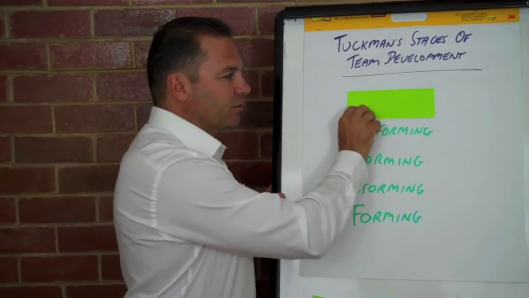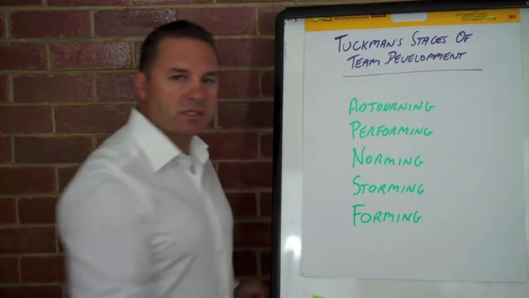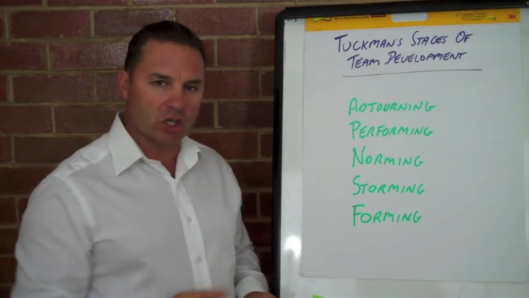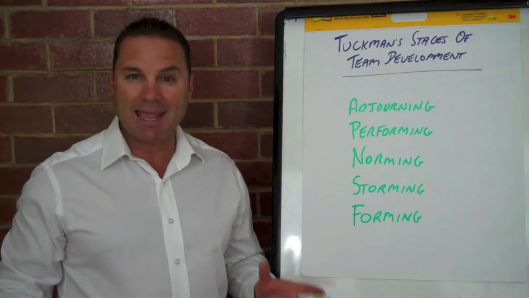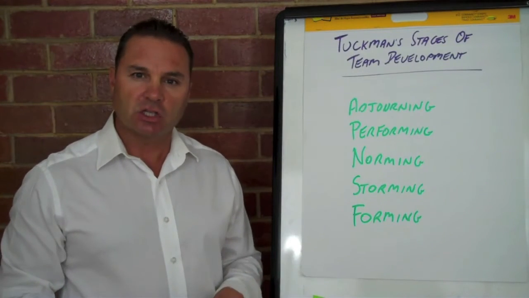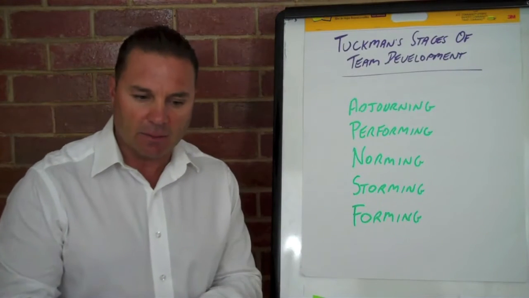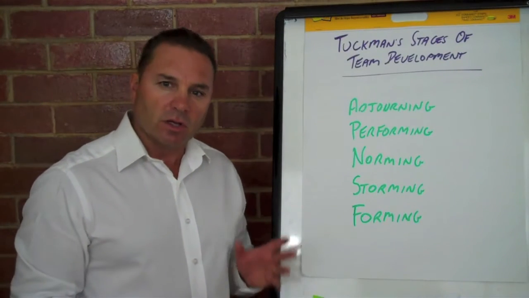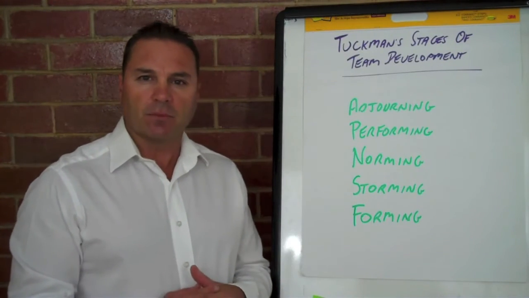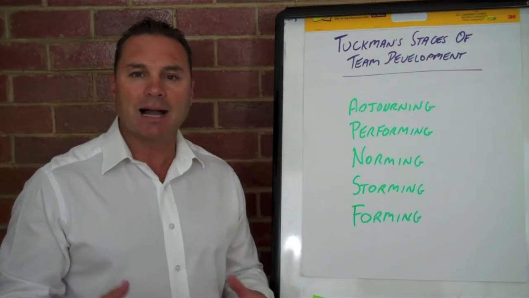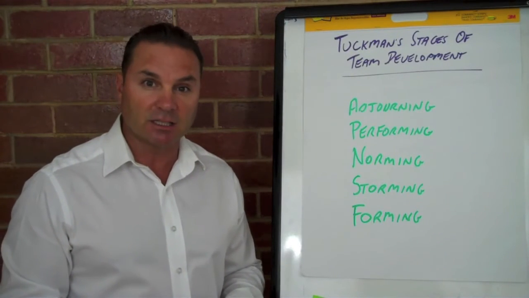The last stage, or fifth stage, of Tuckman's stages of team development is adjourning. Now this is when a team officially ends. Too often teams leave this stage alone and let people just separate. Tuckman actually advocates that people need to mark the ending of something, particularly if it's been good.